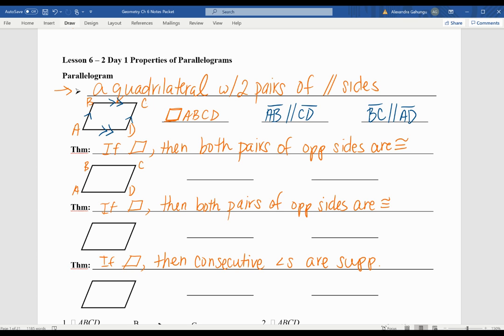There are three things that we're going to use to help us find any missing angles or side lengths for our parallelograms. So if we know that we have a parallelogram, then we'll also know that both pairs of our opposite sides are congruent. So if AB is one of my sides and CD, so AB is opposite CD, and so it is also congruent to CD. So AB is congruent to CD. Then the other pair of opposite sides are going to be congruent, so BC is going to be congruent to AD.